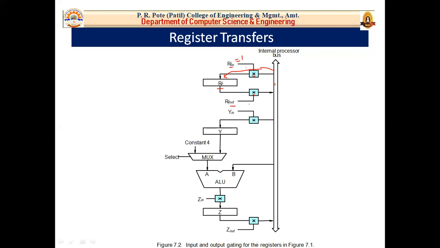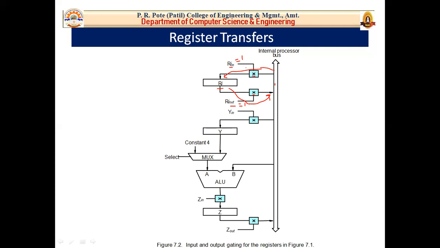Similarly, when Ri out is set to 1, when this output signal is set to 1, the contents of the register Ri are placed on the bus. That means now whatever the contents held by the Ri register, we can load that onto the processor bus. Okay, now you are getting my point. This is one register. We have to perform data transfer from one register to another register.